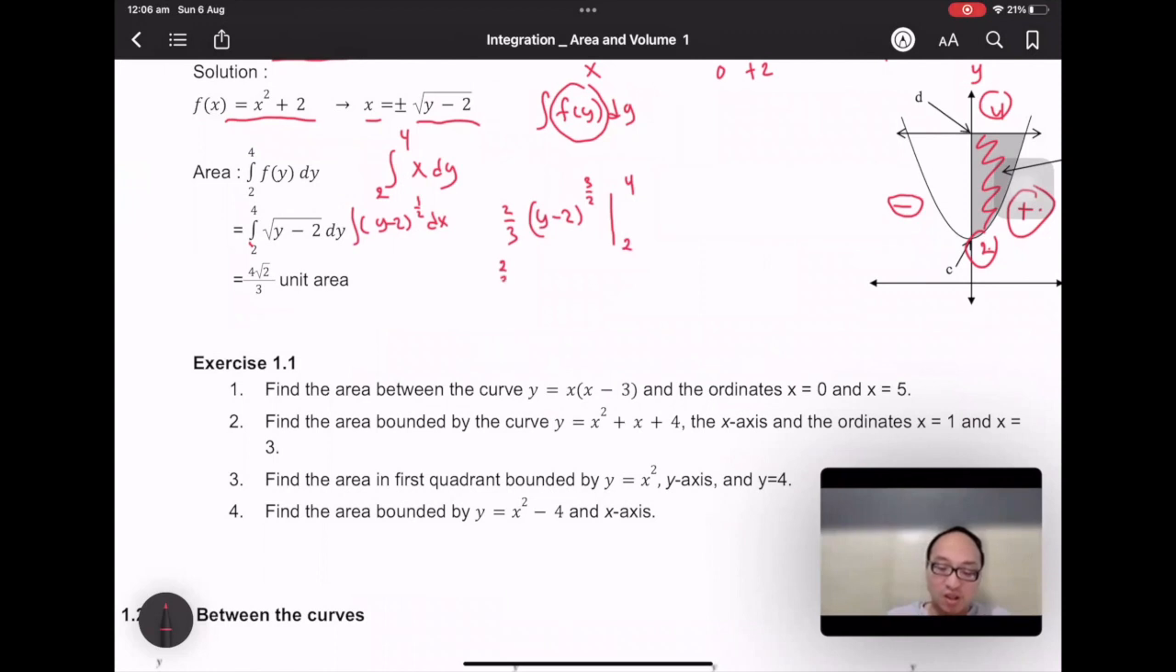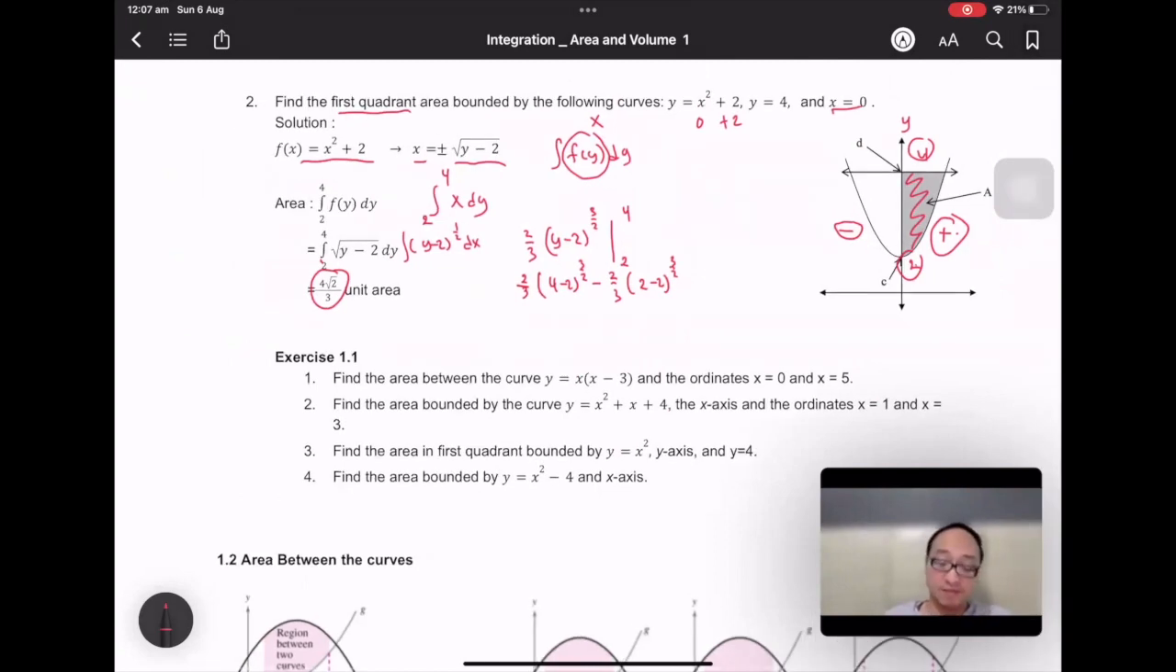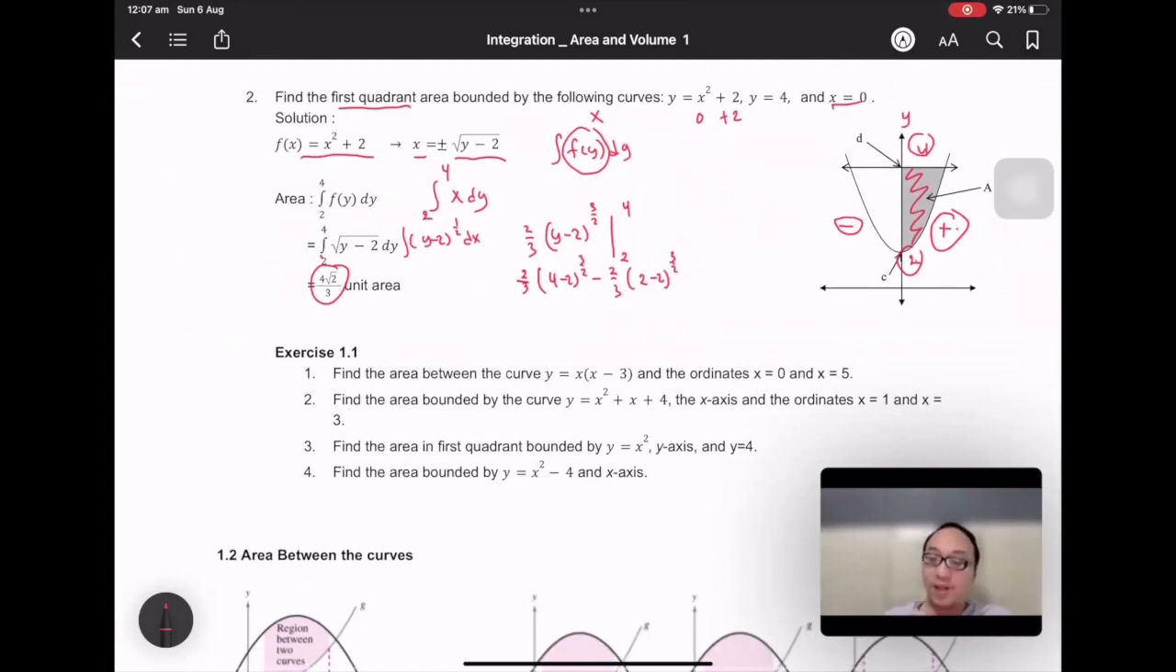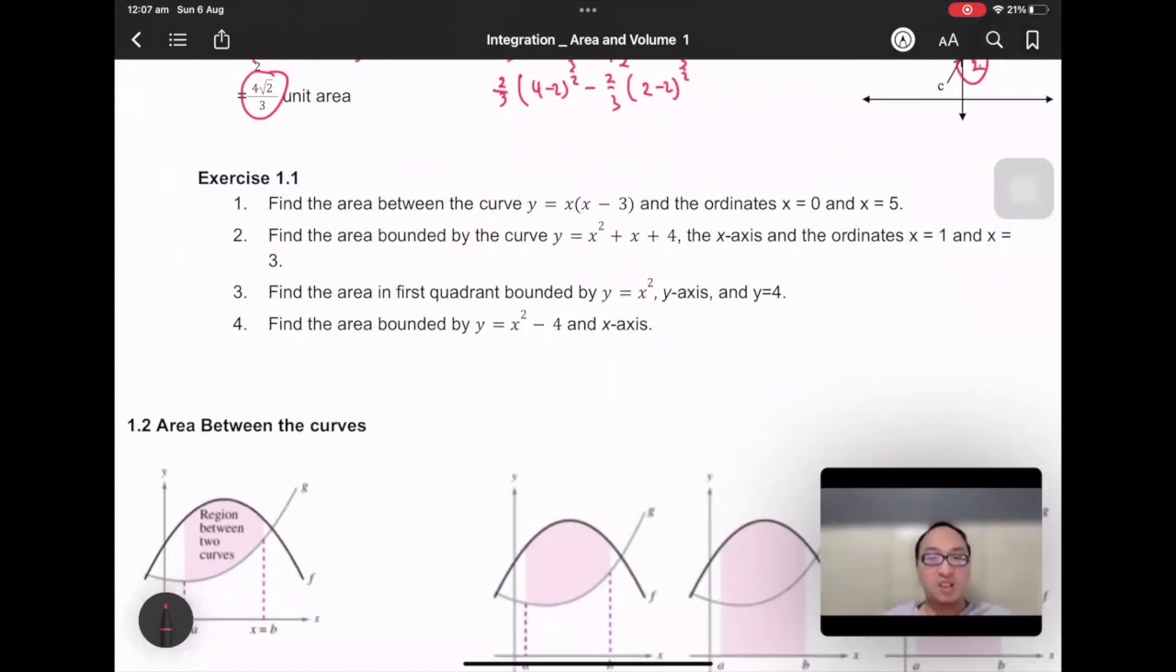So we put the borders 2 and 4. So it's 2 over 3 times (4 minus 2) to the 3 over 2, minus 2 over 3 times (4 minus 2 minus 2) to the 3 over 2. So it will be equal to 4 square root 2 over 3. So this is the area. This is the exercise. You can try this by yourself.